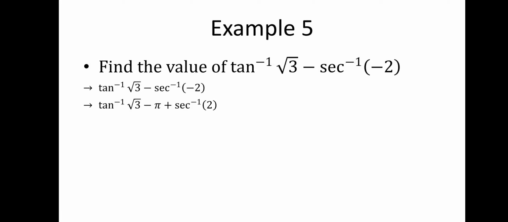Now next step, we need to put the values. Tan inverse root 3 is pi by 3, 60 degrees. And sec inverse 2 is like cos inverse half. And when does cos give half? It gives half at pi by 3 once again. So therefore it becomes pi by 3 minus pi plus pi by 3. Now if you just do your calculation, it becomes minus 2 pi by 3. So this is your answer.